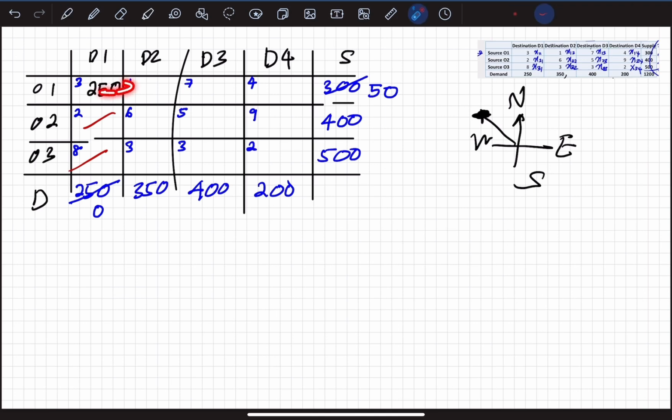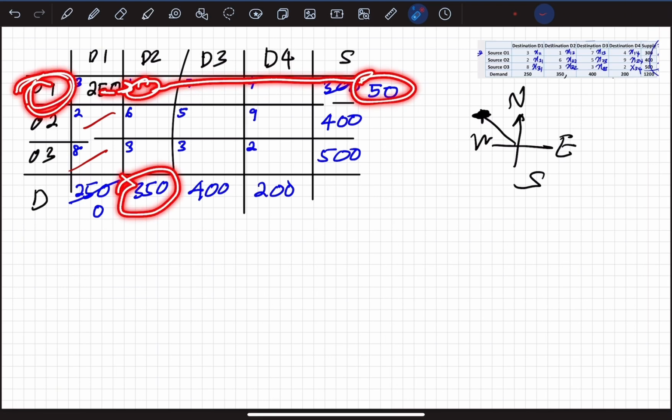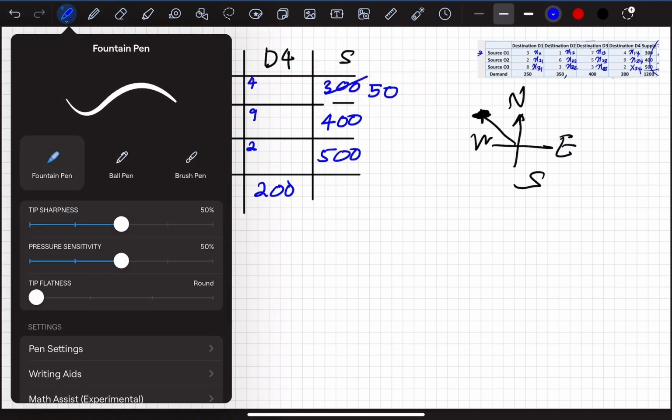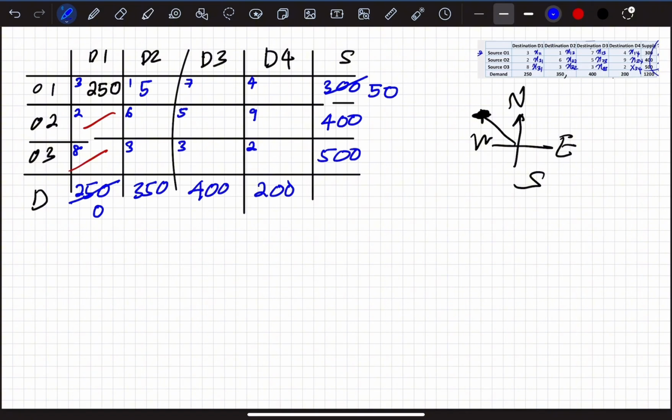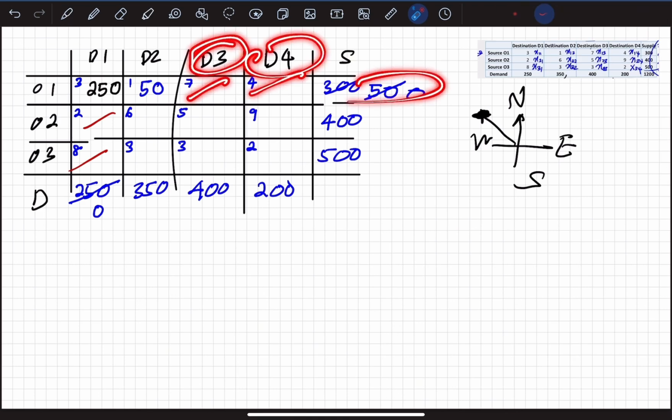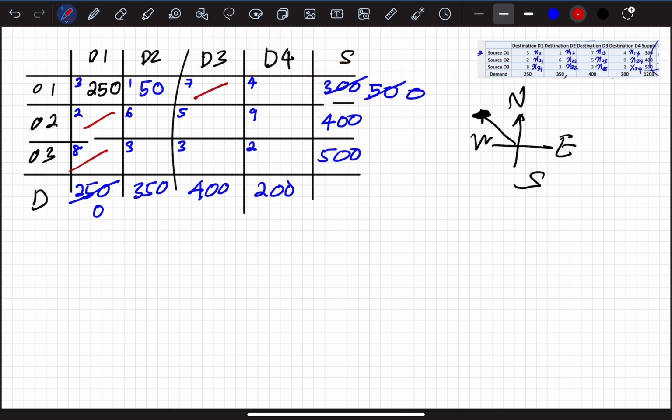To fill up this one, you need to compare 50 and 350. So how many should O1 deliver? O1 should deliver about 50 units to D2. Here, we already use all of our supply from O1, so O1 cannot send to D3 and D4 anymore because we don't have any more supply there. So we can cancel out this cell.